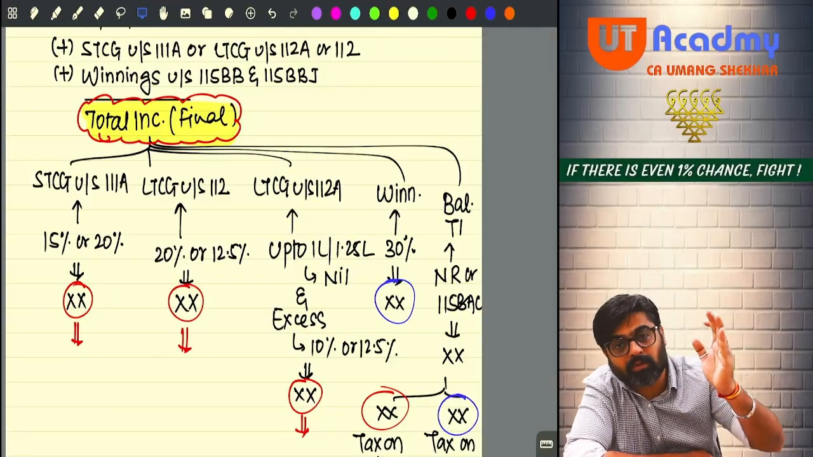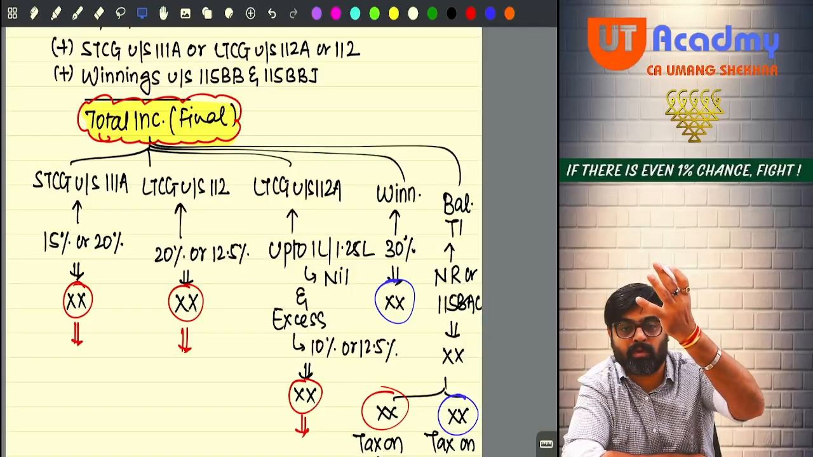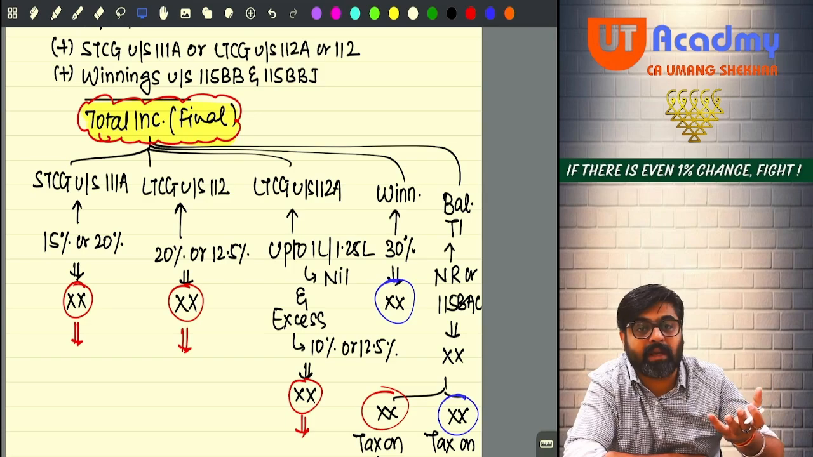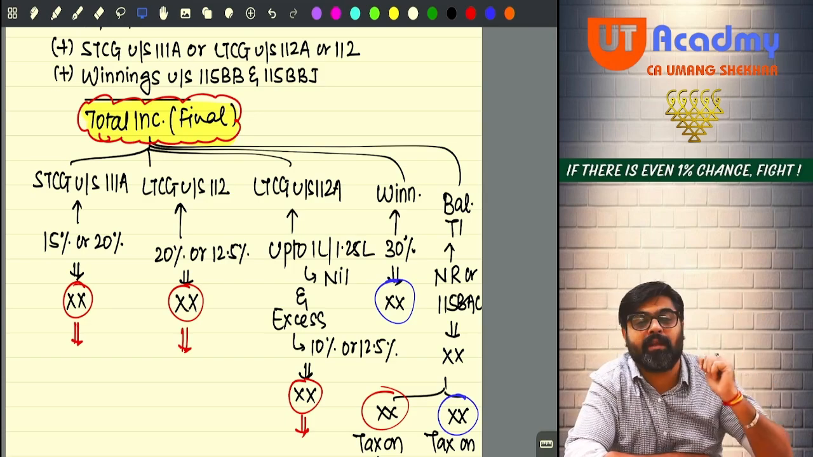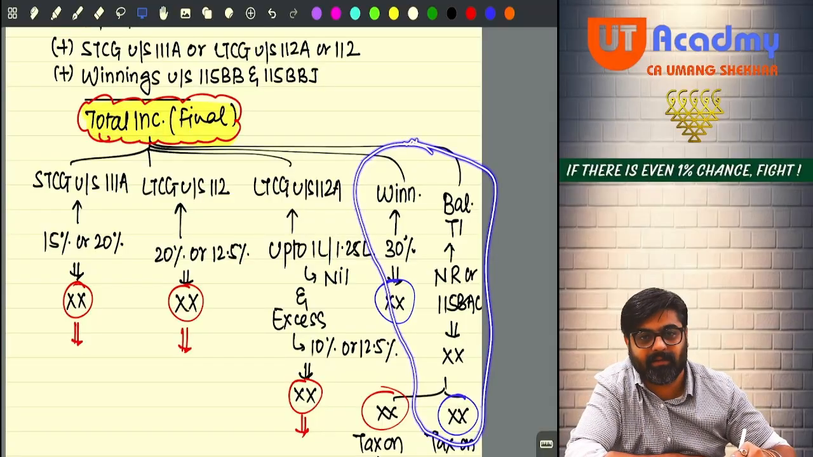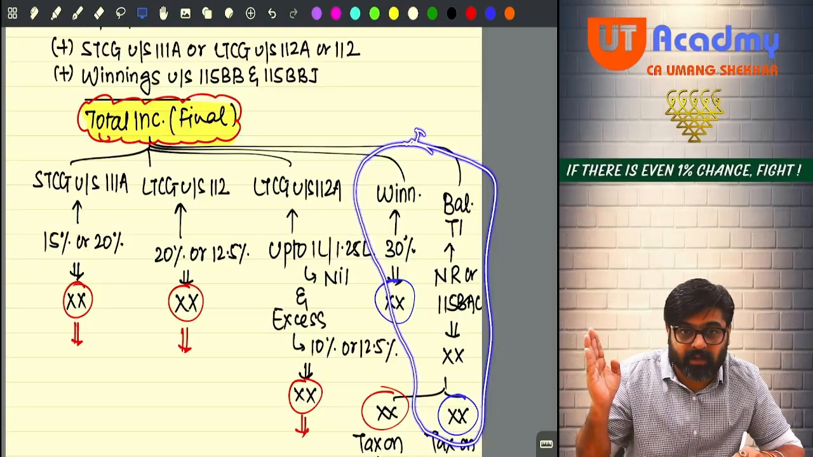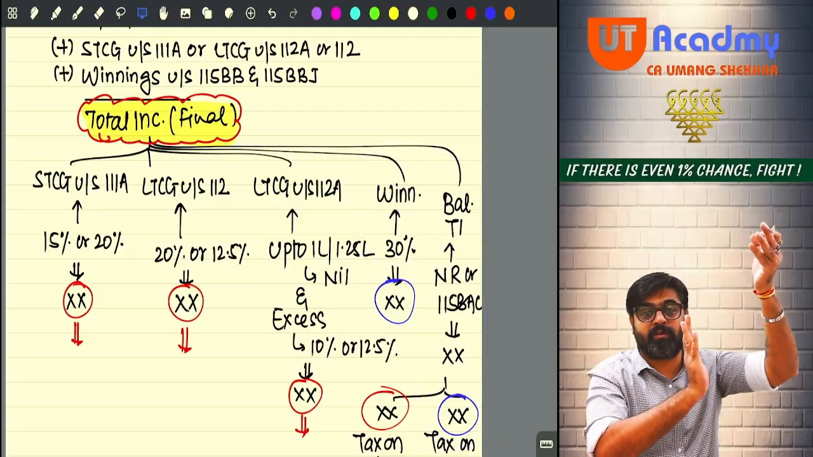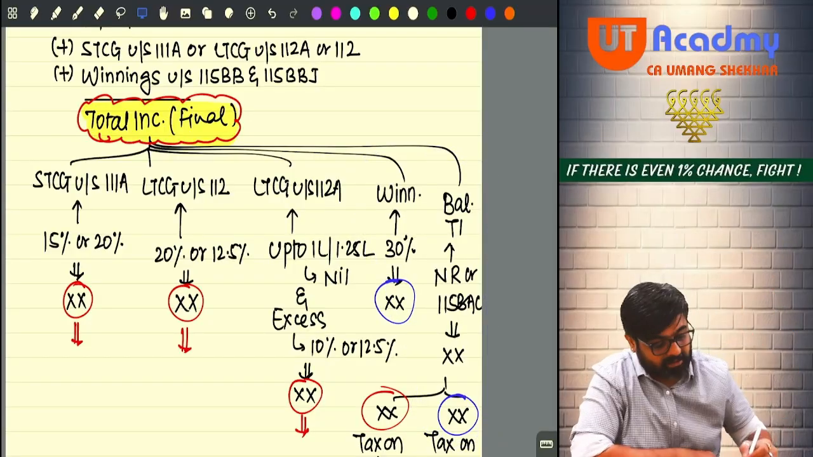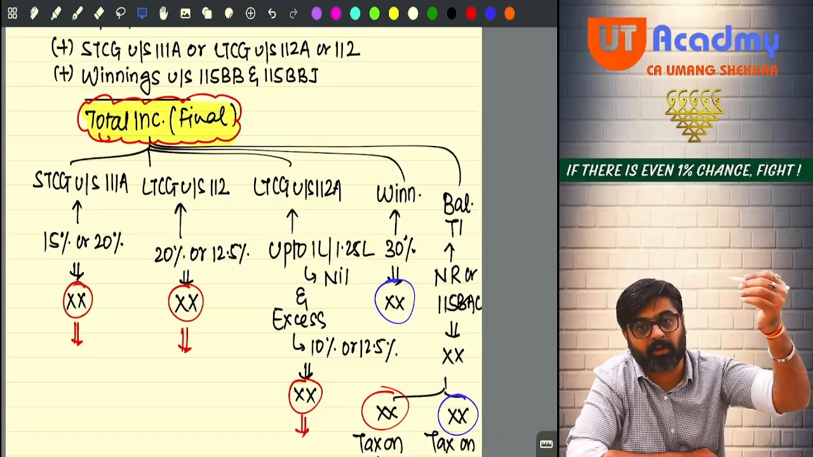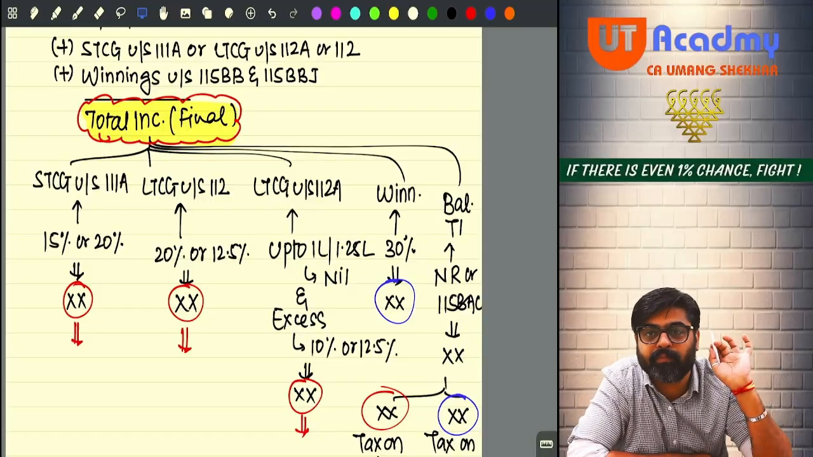But after excluding these four incomes from your total income, if your total income is still higher than 2 crores or 5 crores, then on that total income, whatever tax is there, you are supposed to apply 25% or 37%, as the case may be.